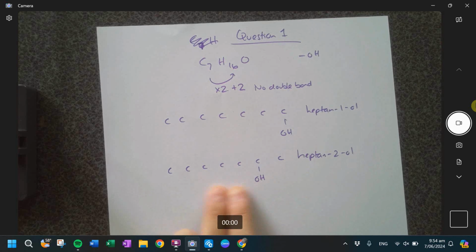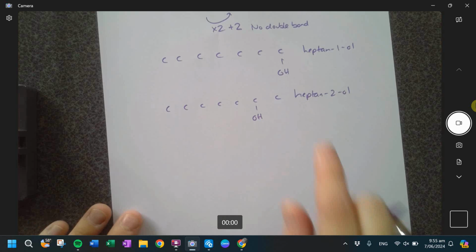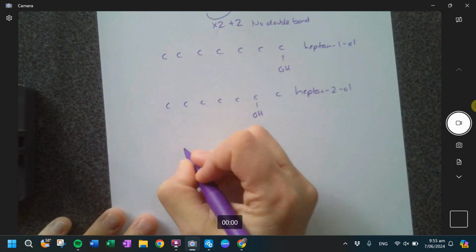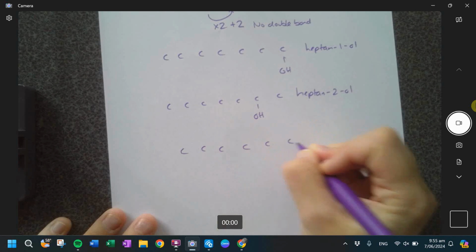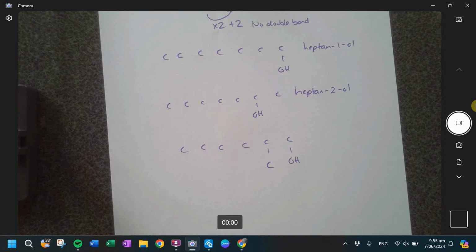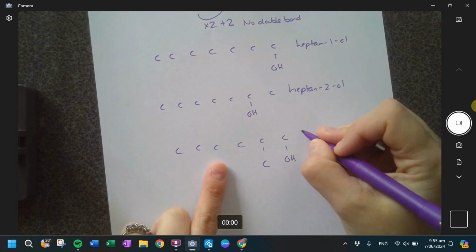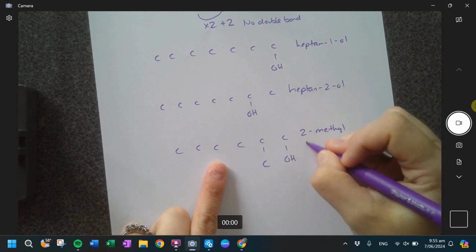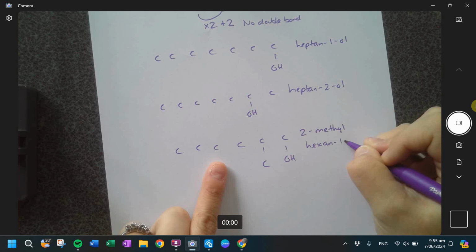Once I've moved the OH as many times as I can, there's going to be a point where if I move it any further, it's just going to recycle the carbon number. I can then start moving the carbons as branches. So again, I like to set it on carbon number 1, 1, 2, 3, 4, 5, 6. So let's go 6, 1, 2, 3, 4, 5, 6, OH here. And let's say I put the branch over here. That's now a new carbon. That would be 2-methyl, and then hexan-1-ol.